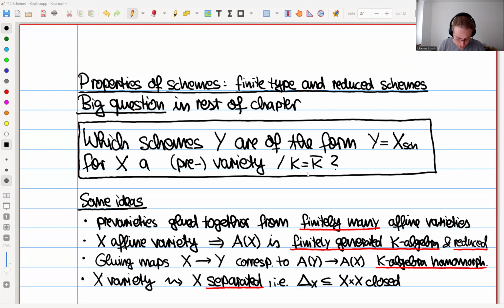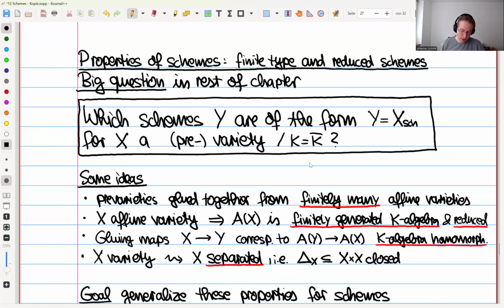And some ideas about this. So the pre-varieties that we started with, they are glued together, as we recalled, from finitely many affine varieties. And this aspect we haven't seen for the schemes. They can be glued together from arbitrarily many affine schemes.